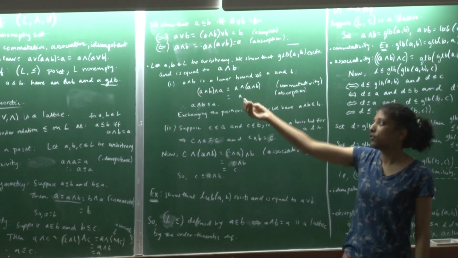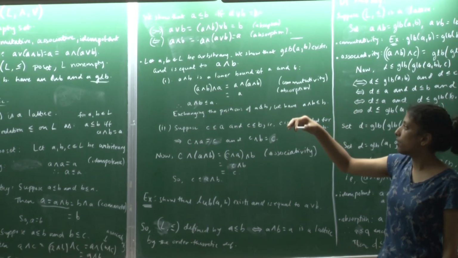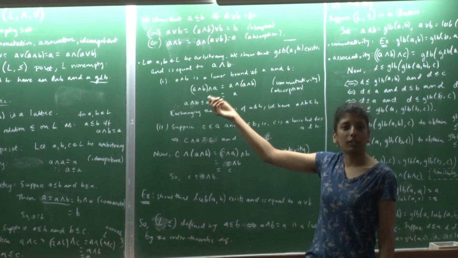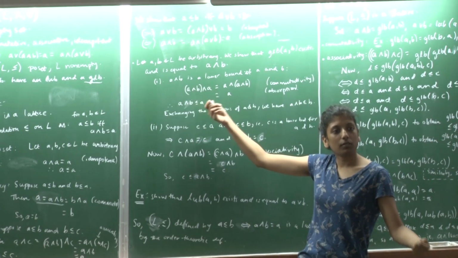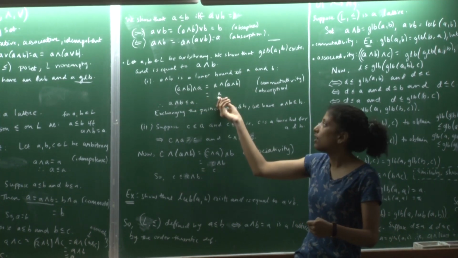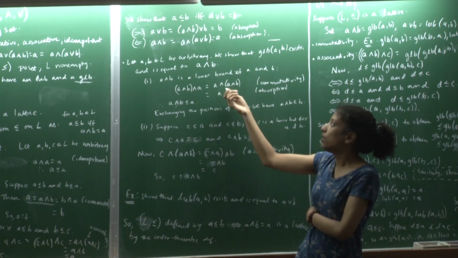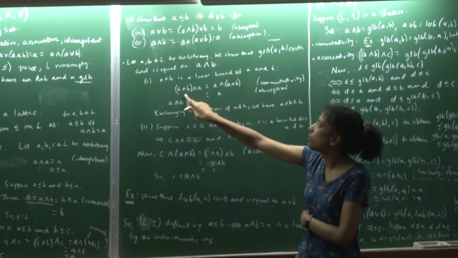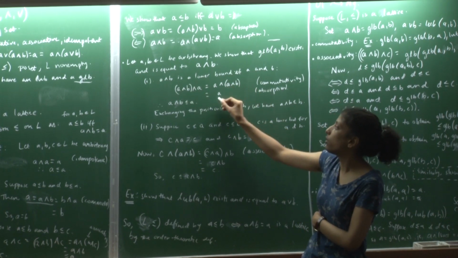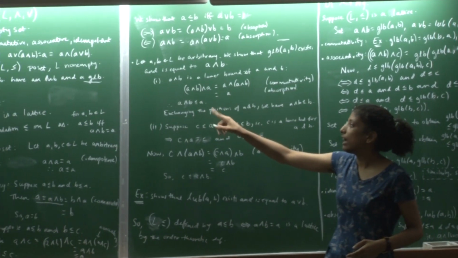So first we have to show that this is a lower bound for both A and B. To show this, you want to show that A meet B is less than or equal to A, for which you need to show that A meet B meet A is equal to A. And you can show that by associativity and by commutativity. So you can switch the positions of these two things, and by the absorption law, you have that this is equal to A. Therefore, you have that A meet B is less than or equal to A.